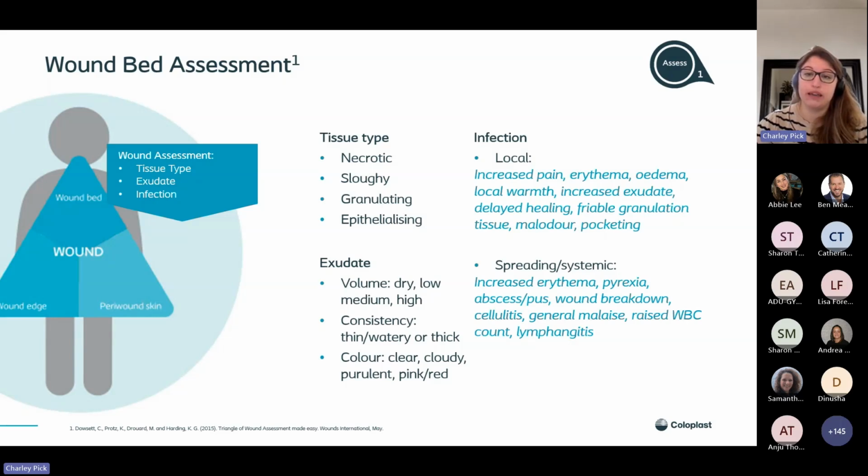Now your spreading systemic infection is that increased erythema, so you see that spreading redness around that wound edge, pyrexia, so a temperature, abscess and pus formation. Could be wound breakdown, likely would be wound breakdown. You could see cellulitis. Your patient might be feeling generally unwell. Could be cold-y, flu-y type symptoms, but they can't put their finger on why. You could have a raised white blood cell count and lymphangitis as well with your spreading infection.